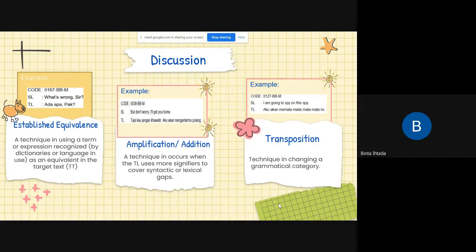So next is established equivalent. For example, "what's wrong, sir?" can be translated as "ada apa."